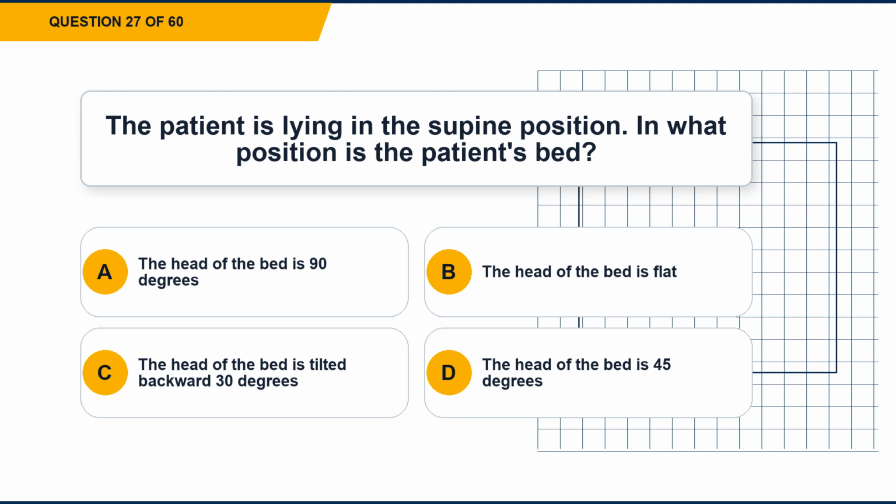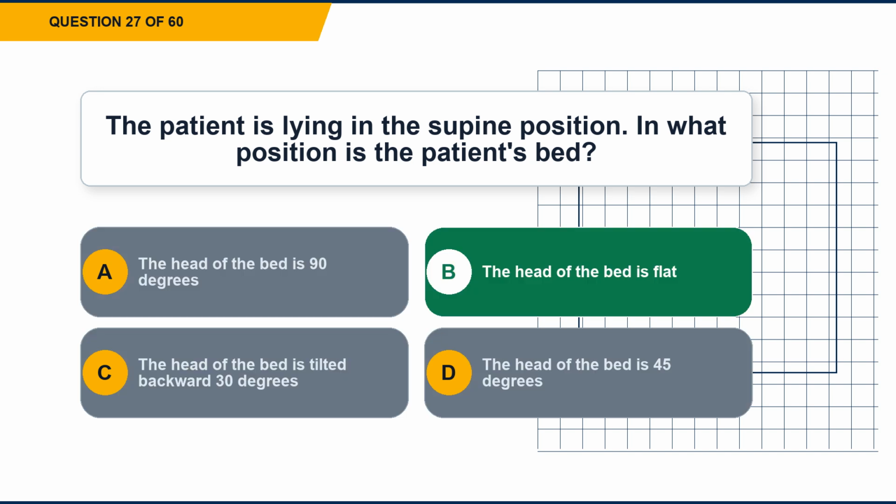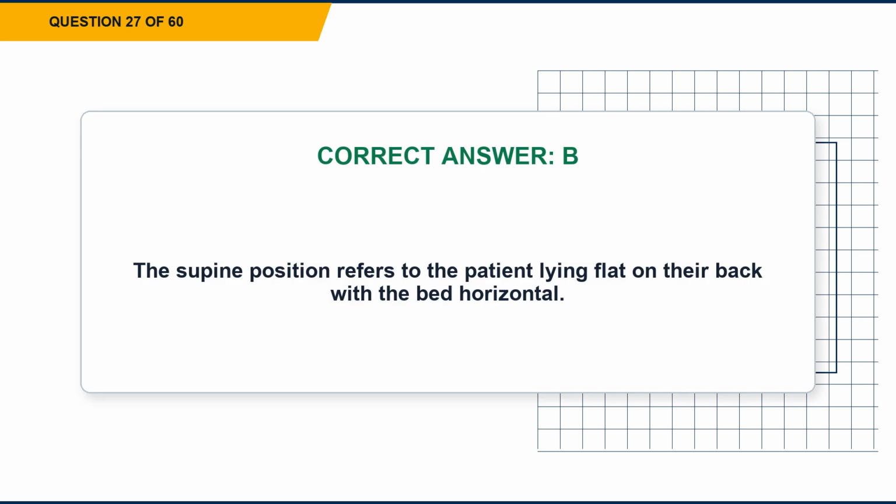Question 27. The patient is lying in the supine position. In what position is the patient's bed? Option A. The head of the bed is 90 degrees. Option B. The head of the bed is flat. Option C. The head of the bed is tilted backward 30 degrees. Option D. The head of the bed is 45 degrees. The correct answer is option B. The head of the bed is flat. Explanation. The supine position refers to the patient lying flat on their back with the bed horizontal.